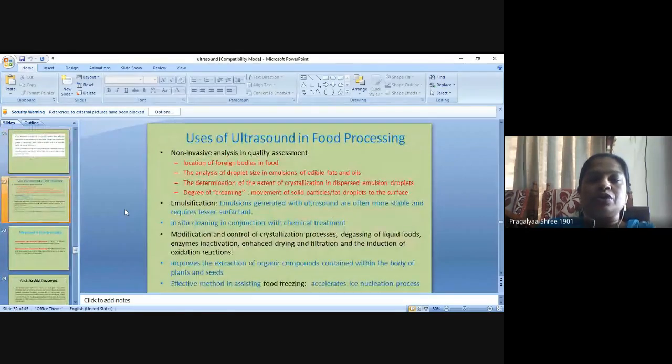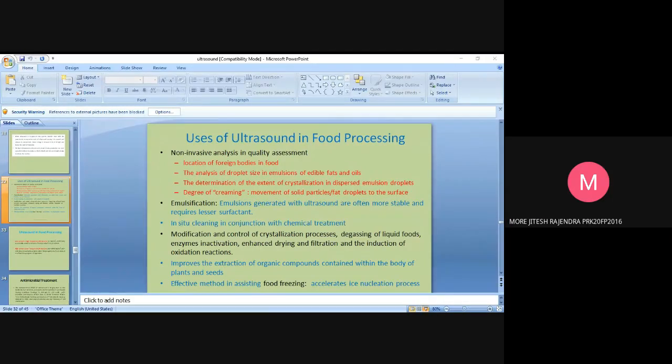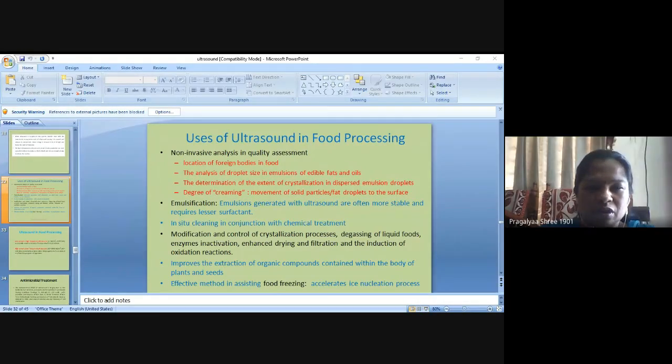Okay. So uses of ultrasound in food processing. Are you able to see the slide? Yes, ma'am. You put it in the document reference which is in untrusted location. Enable external content. Blocked.